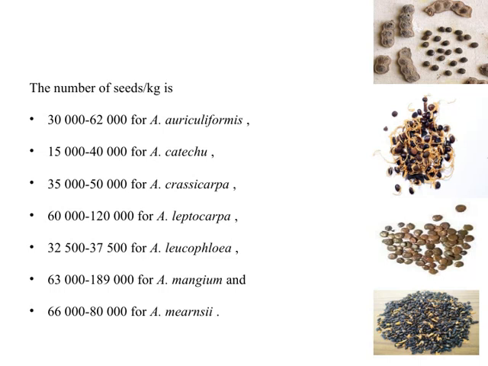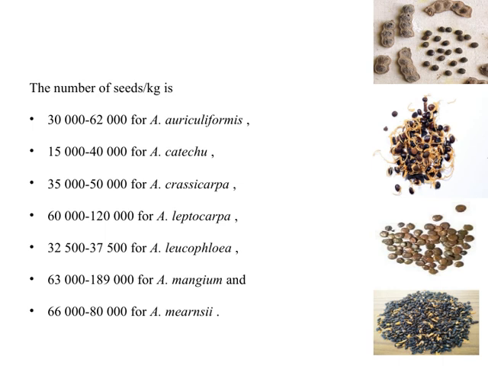Let's take a look at the seed numbers per kilogram for these different species. For A. auriculiformis, the range is approximately 30,000 to 62,000 seeds per kilogram. Moving on, A. catechu has about 15,000 to 40,000 seeds per kilogram. A. crassicarpa tends to have around 35,000 to 50,000 seeds.